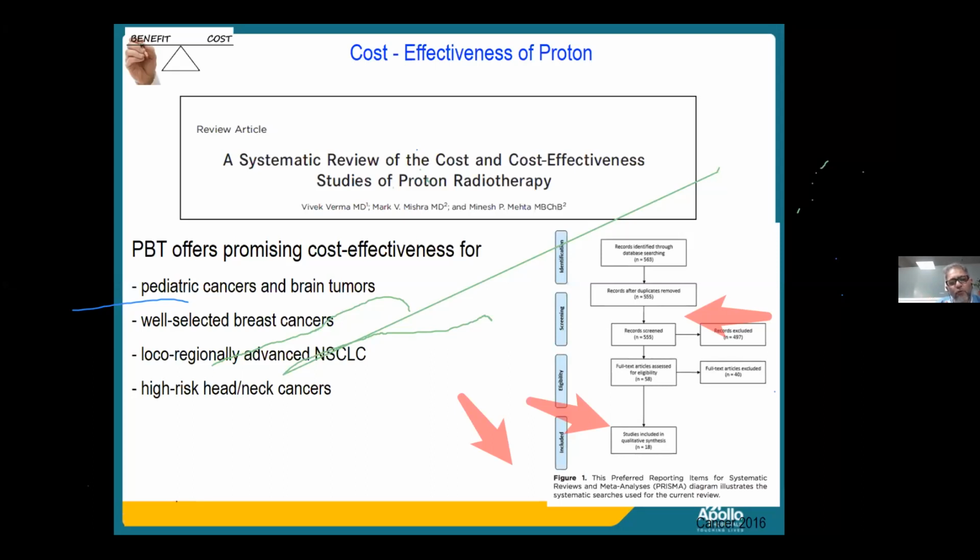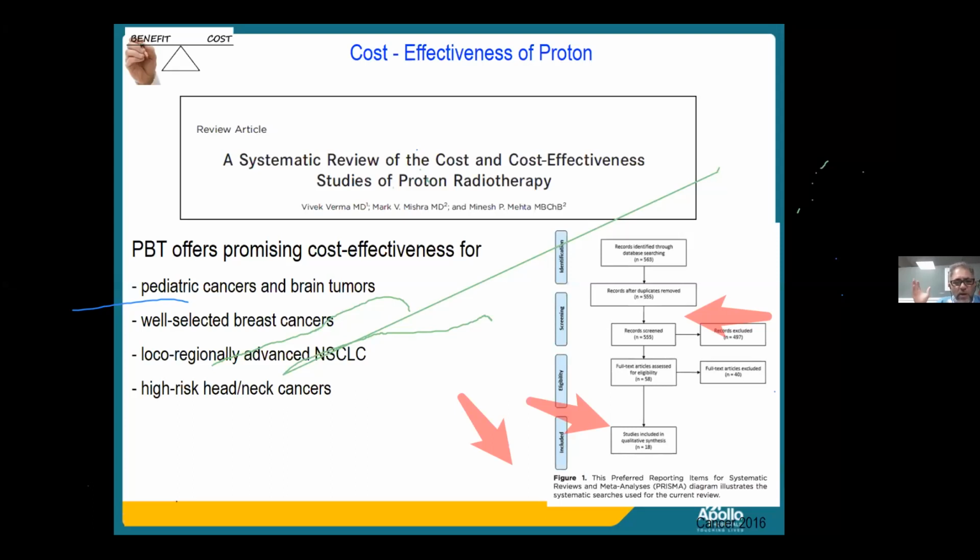And this was done 4 years ago, published in Cancer from University of Maryland. They showed us that even with the previous proton beam therapy technology, although the initial investment was relatively high, in the long run, it was cost effective in pediatric cancers, brain tumors, well-selected breast cancer, loco-regionally non-small cell lung cancer, and head and neck cancers.